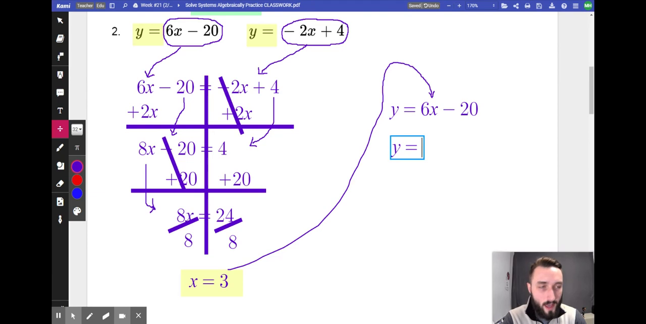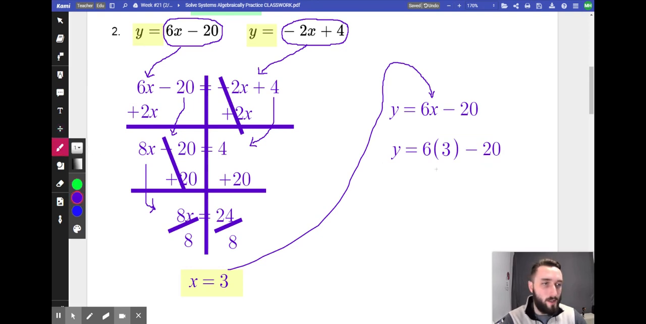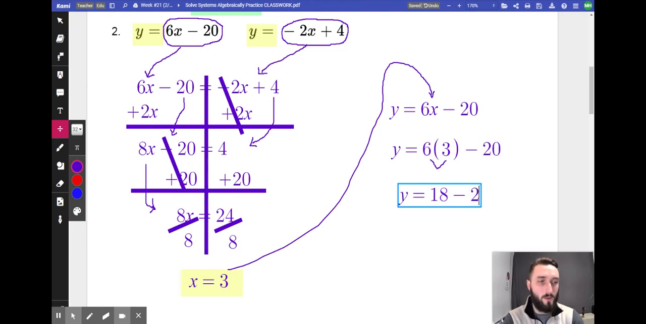Okay, if I do that, I have y equals and then some operations with numbers that we've been doing since we were probably in 5th grade. Okay, so just following our order of operations. Multiplication comes before subtraction, so I'm doing that first. 6 times 3 gives me 18, so I've got y equals 18 now, minus 20.